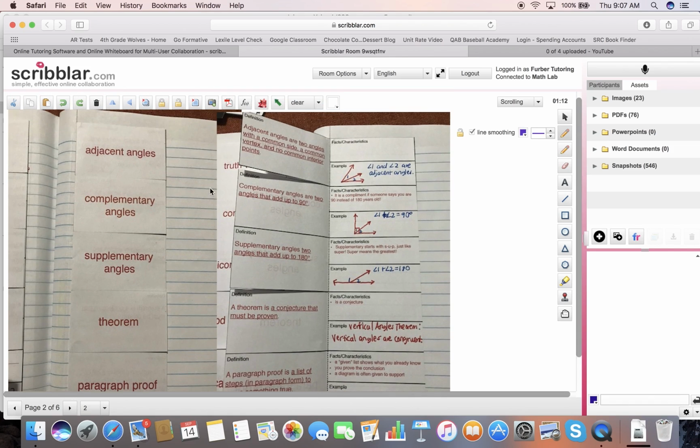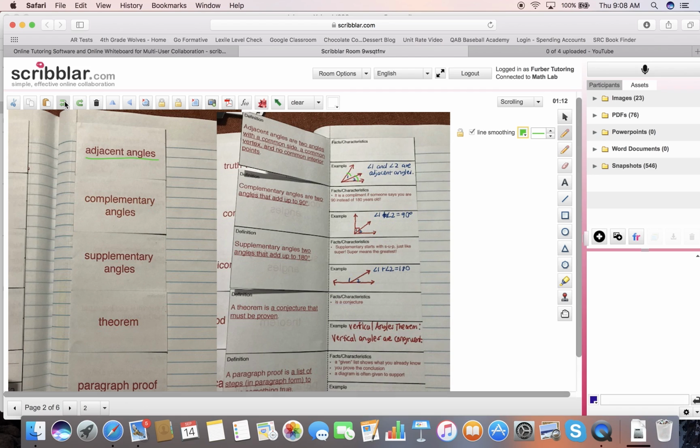The next definition is adjacent angles. When you hear adjacent, you should think of side by side. So the definition says adjacent angles are two angles with a common side, a common vertex, and no common interior points. So they're just two angles that are side by side. Angle 1 is side by side with angle 2.